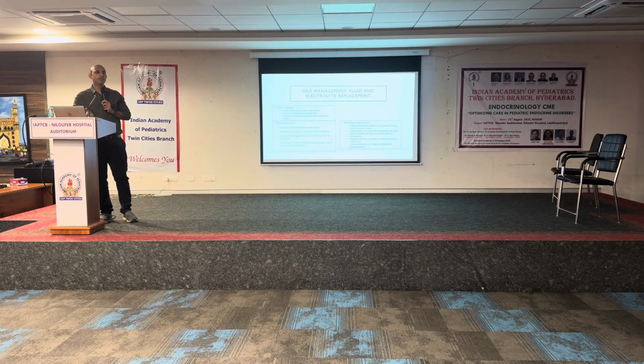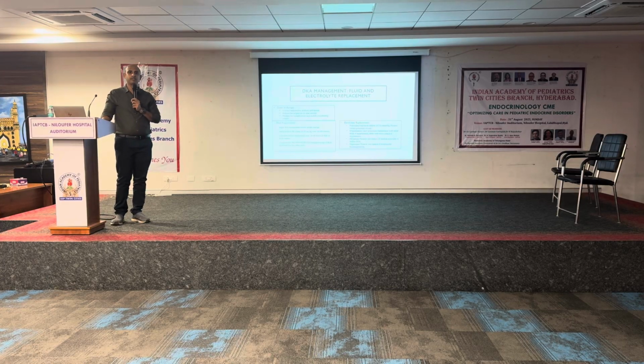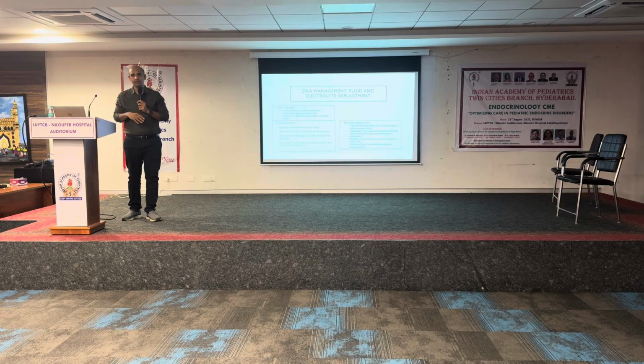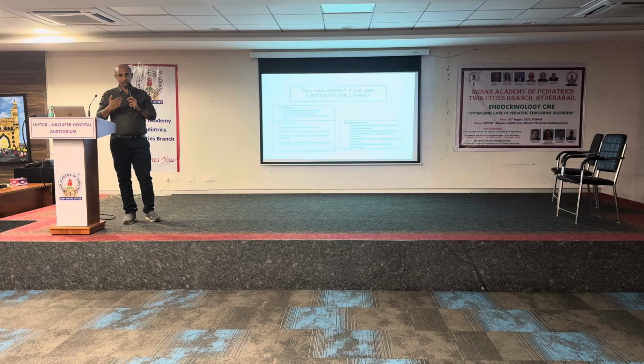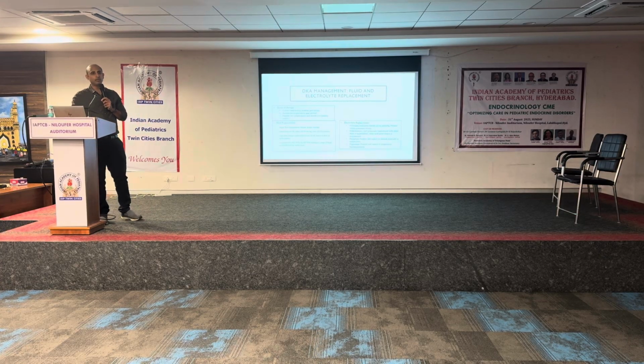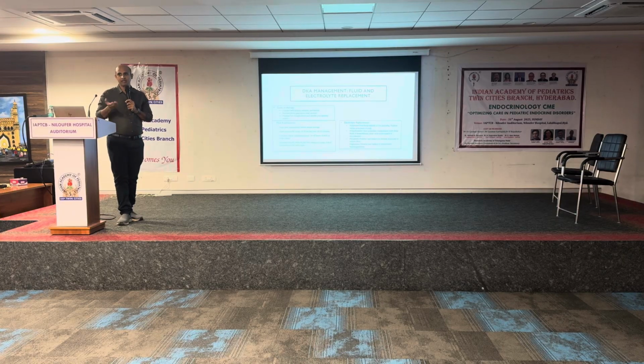Coming to the next part, electrolyte management. The most important electrolytes lost in DKA are potassium and phosphorus. There is no body defense mechanism for potassium and phosphorus. They are flow-dependent excretors: the higher the urinary flow, the more potassium and phosphorus are lost. Other ions can be saved by feedback mechanisms and hormones, but these don't have any mechanism to protect them. The patient will lose roughly 3 to 6 millimoles per kg of potassium during the dehydration phase of DKA.